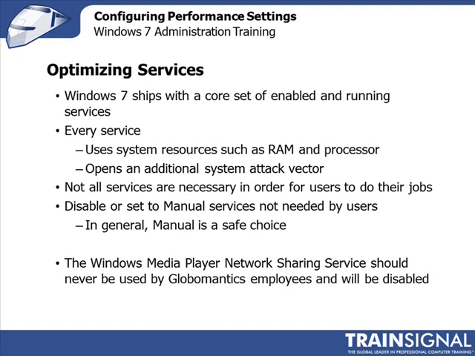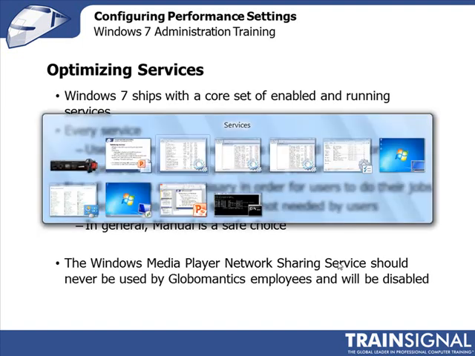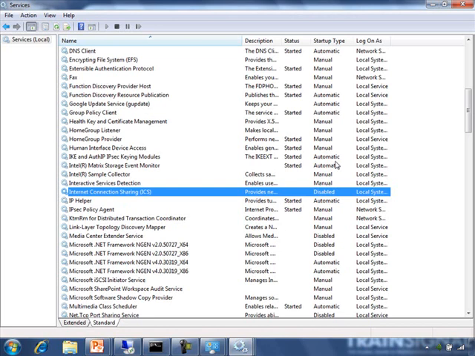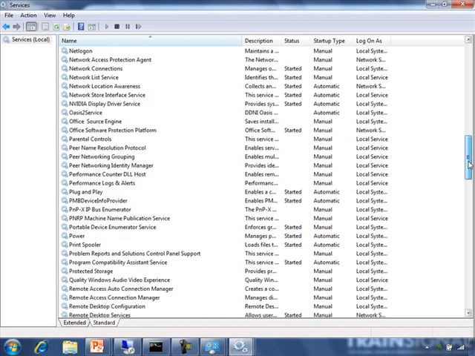If those services happen to communicate on the network for any reason, disabling them if you don't need them is a very good idea. In this case, GlobalMantic has absolutely no need for the Windows Media Player network sharing service. It's never going to be used by employees, and GlobalMantic decided that they're going to disable this service. So I'm going to go back over to the services control panel we were just looking at, and we're going to disable that service.